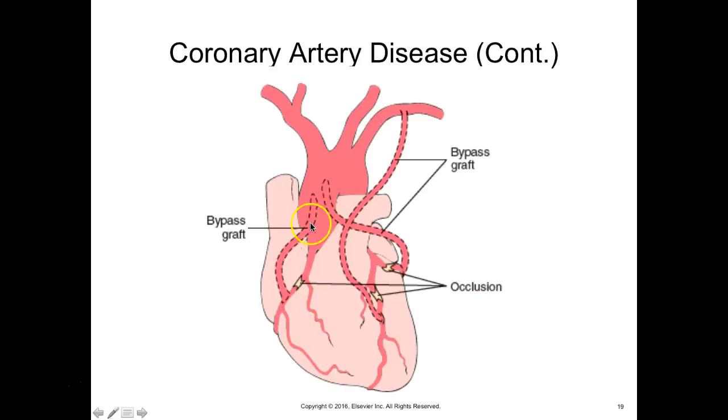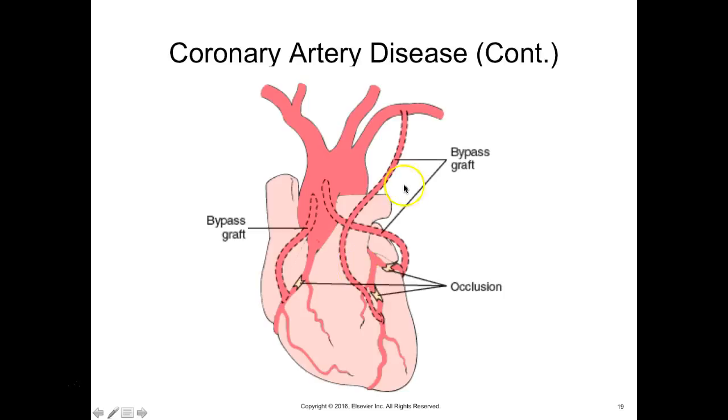All right, this is showing you bypass grafts. So if you've ever heard of somebody having a coronary bypass or bypass surgery, this is what we're doing here. If the occlusion is here, what they're doing is stripping a vein out of the arm or the leg, attaching it to the aorta, bypassing the occlusion, hence the name, bypass, and putting it below the area of the occlusion. Now we can restore blood flow to this area.